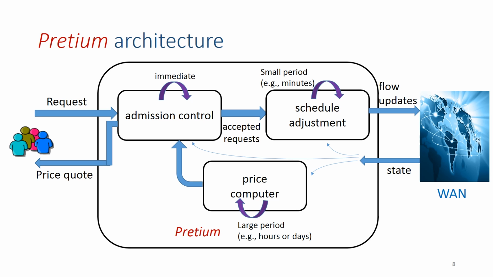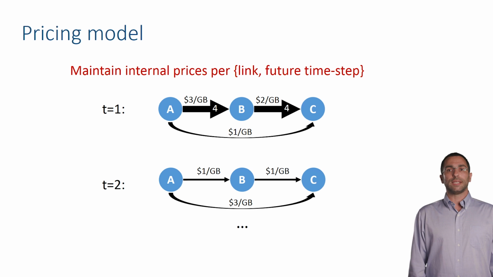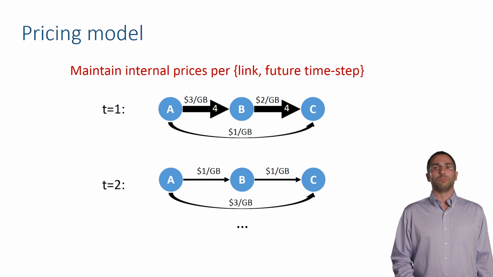The three models operate at different timescales. The admission controller reacts almost immediately to give the requests adequate service experience. The schedule adjustment acts every few minutes, which gives enough time to adapt the routes and traffic sources as needed. The price controller operates at a slow timescale, say every few hours. This is key for the stability of the system and user perception. Before providing details on the Pretium models, let's overview the internal pricing model used in Pretium.